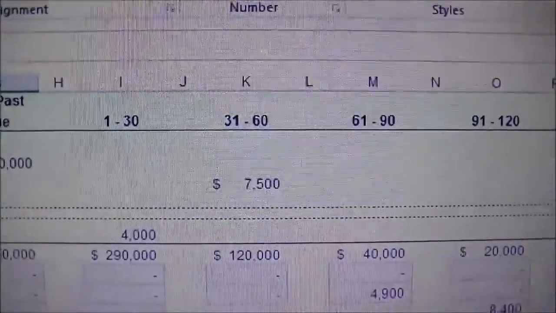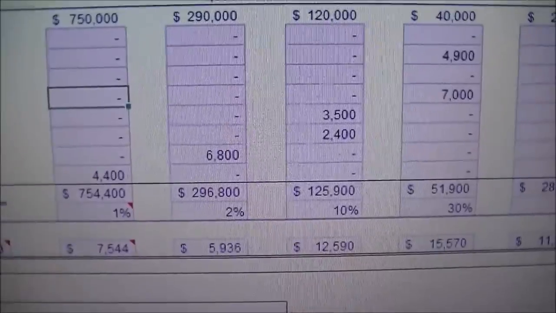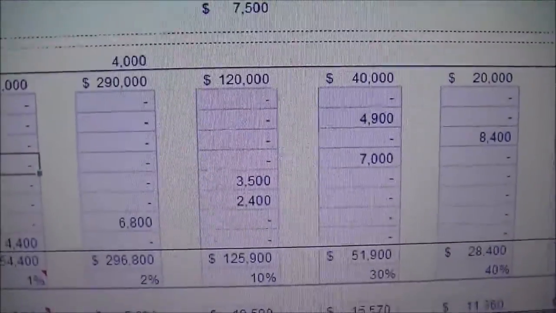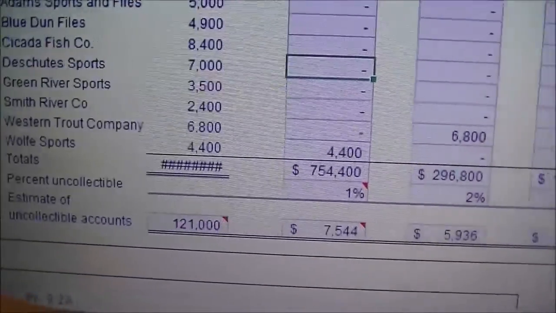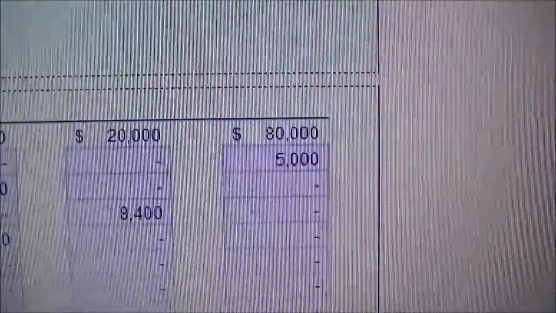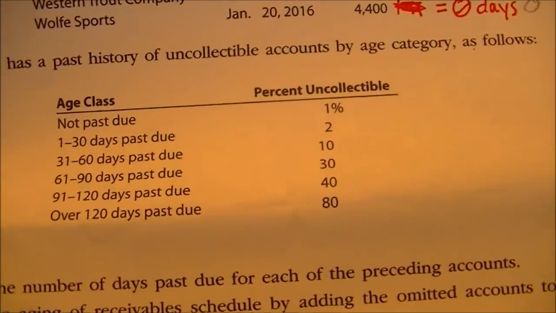So you look up here, 1 to 30 days is 2% because the paper said so. 31 to 60 days is 10%, and all this is going underneath the percent uncollectible, all the way up to 80% here, which was over 120 days. So plug that number in as it is written on the sheet.